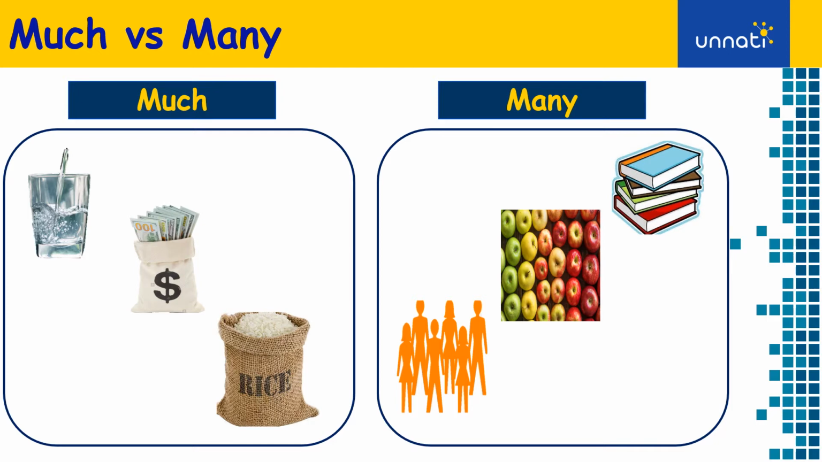On the contrary, when we use many, we usually refer to words or nouns that can be counted. For example, many books, many fruits or apples, many children. So that gives us a basic idea of the usage of much and many, where and how to use them. There's more to it. Let's understand in detail.